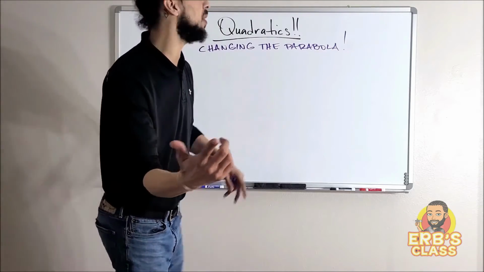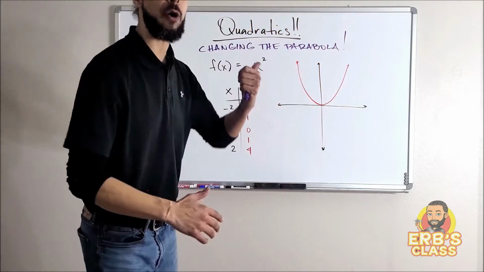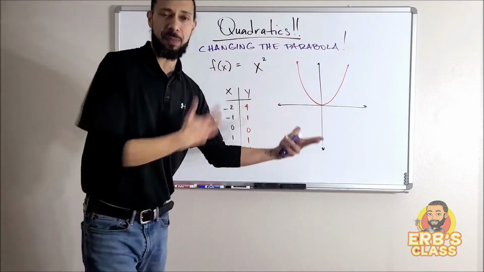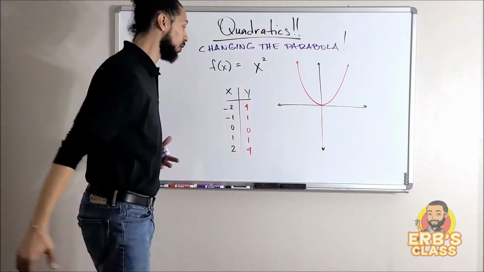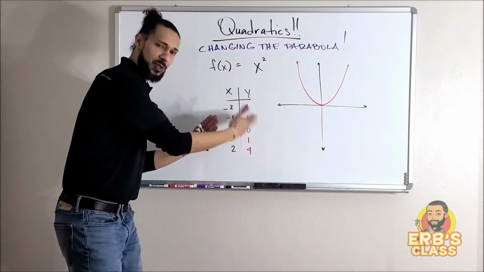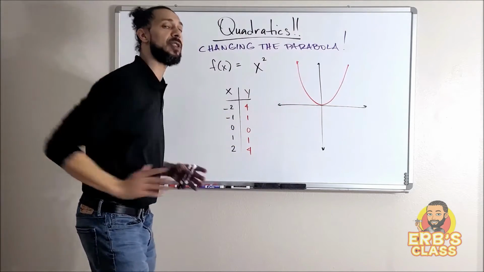Let's get the basic one up here. Okay, good. So this is our parent or generic basic quadratic parabola. Here are our data points, here are our XY values, right? And a regular graph looks like that.